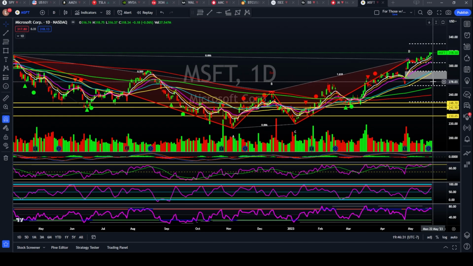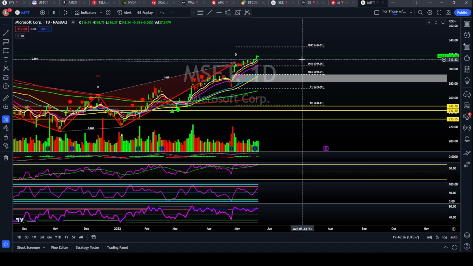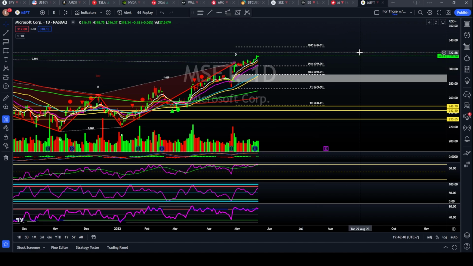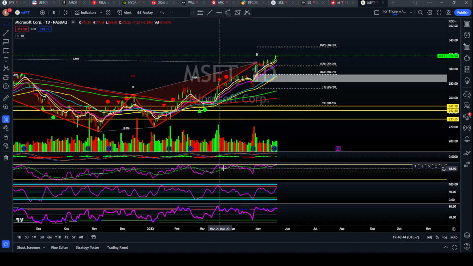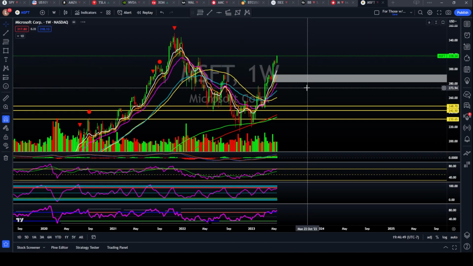So Microsoft is a little bit overextended. I wouldn't be surprised here if it actually comes down to test maybe the 90 MA at 313, at worst 304, and then continue riding back up to reset the RSI. But Microsoft still showing strength here, so we'll definitely keep an eye on Microsoft. Let's take a look here at the weekly.